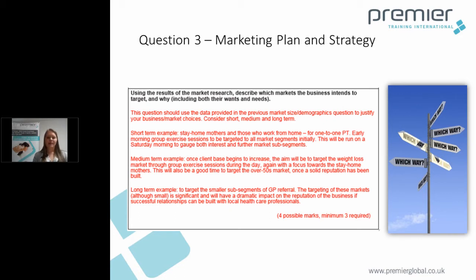An example here given for short term is stay-at-home mothers and those who work from home for one-to-one PT. You would then need to go on to explain why you have chosen that, presumably because your market research shows there are a lack of people in your area charging those services, and your primary research has indicated people would be willing to pay and need that service. 4 marks for this question, 3 are required to meet the minimum.